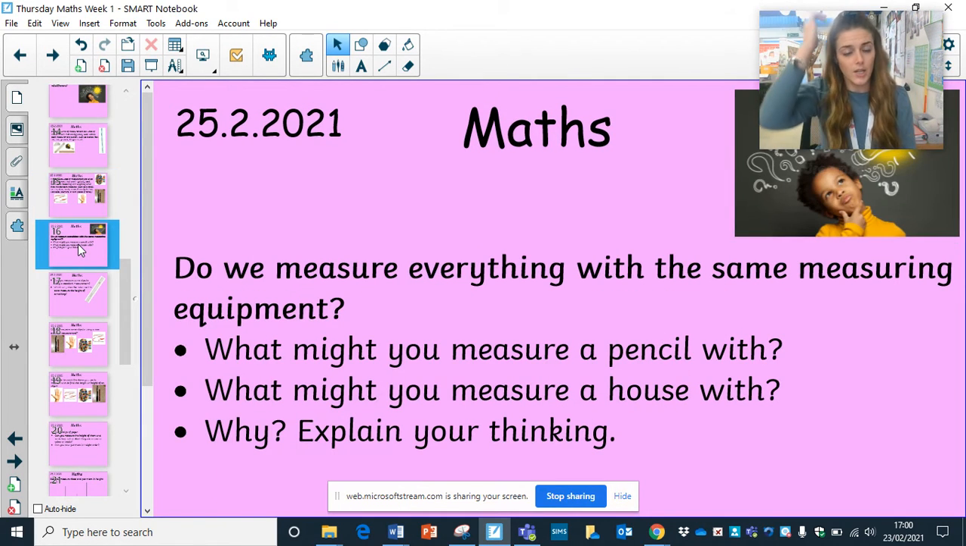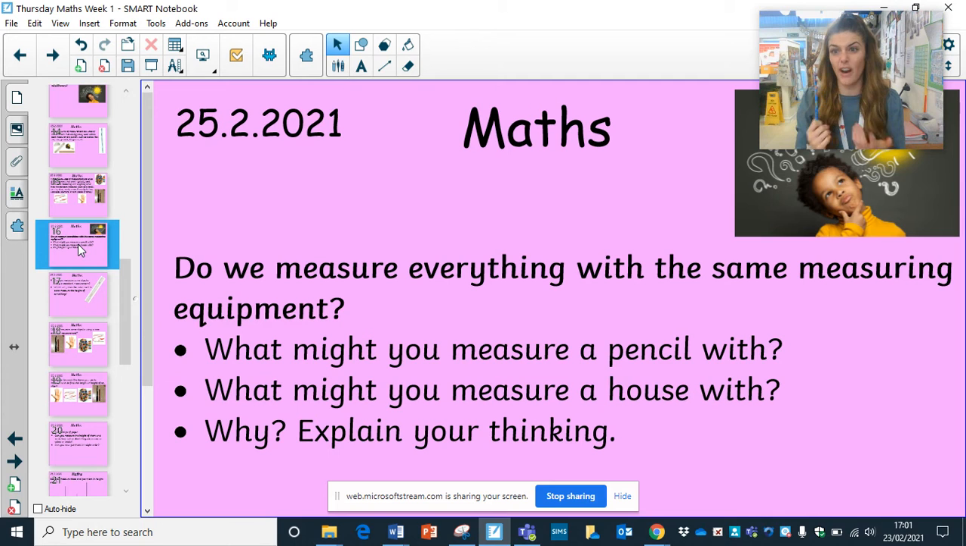Or hands high. So do we measure everything with the same measuring equipment? Think about what the best method is. To measure, say, me, what would be best to use? Would it be best to use a bead string? Would it be best to use a ruler, a meter stick, hands? So what would be the best thing to use? Here, what might you measure a pencil with? The height of a pencil, how tall it is, would it be a good idea to use hands? Or would it be better to use something else?